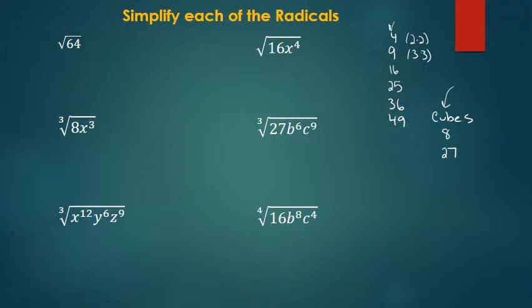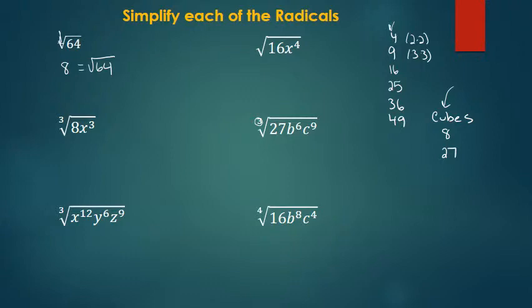So for example, on the first one, I have that this is a square root. If you don't see a number like you do here, it means that it's a 2. So it's a square root, and you need two numbers that multiply together to get 64. In this case, that would be 8 times 8. So 8 equals the square root of 64.